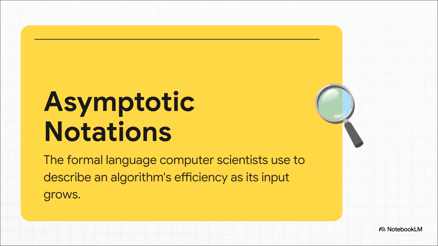And how do they talk about this balancing act in a precise way? That's where this thing called asymptotic notations comes in. Just think of it like the official language of performance. It's a way to describe, with math, how an algorithm is going to behave as the job gets bigger. Like, what happens when it has to handle 10 items versus 10 million items.